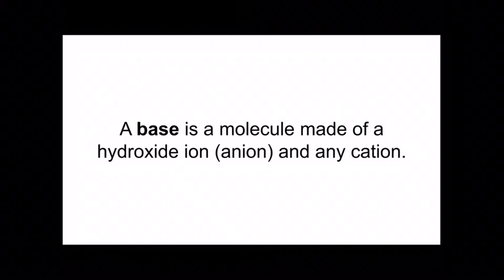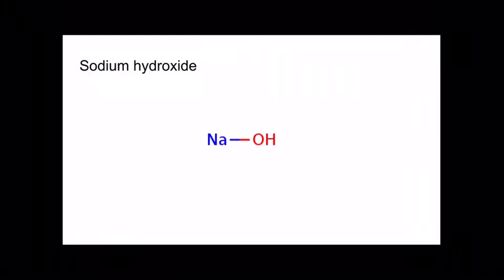and the two parts of a base are a hydroxide ion, that's the anion, so that's the negative charge, and then any cation. So anything with a positive charge can be the cation in a base. So sodium hydroxide is an example. So sodium has a positive charge. If we remember where sodium is on the periodic table of elements, sodium is way over on the left, meaning that in its natural state, it only has one electron in its outer shell. It's happy to get rid of that electron and exist as an ion, in which case it would have a positive charge.